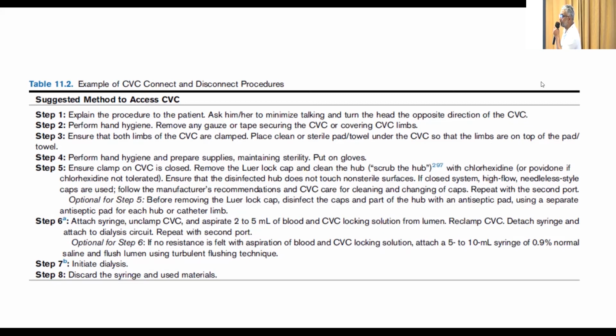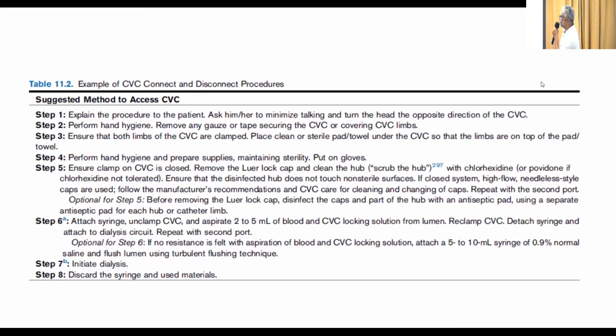So again, remove the lock cap, clean the hub. That's also very important. You just don't go, all right, we're in a hurry, there are many patients waiting. Without cleaning the hub, you go again. So ideally with chlorhexidine, okay, or povidone. And again, ensure that the disinfected hub does not touch non-sterile surfaces, okay? These small things make a big difference, okay?